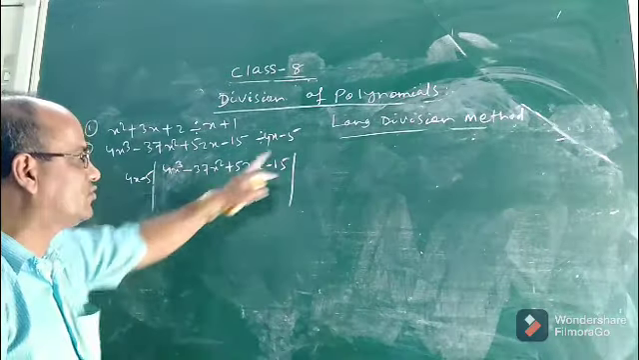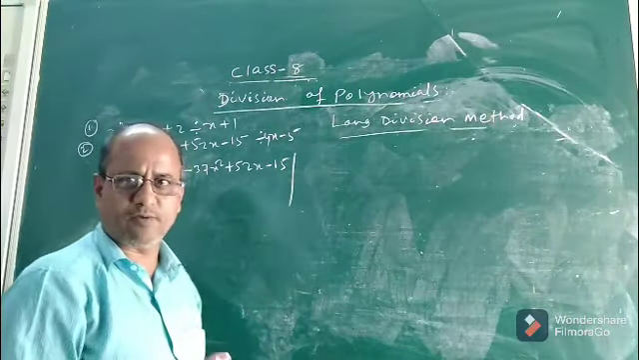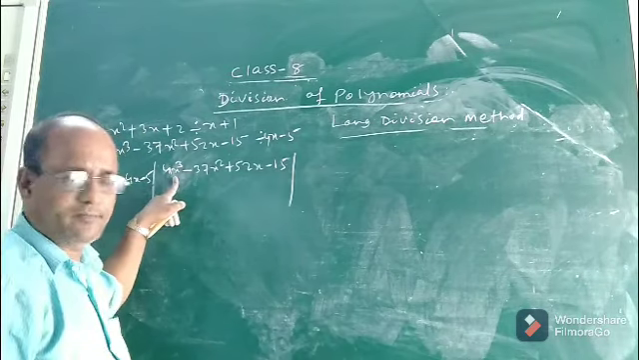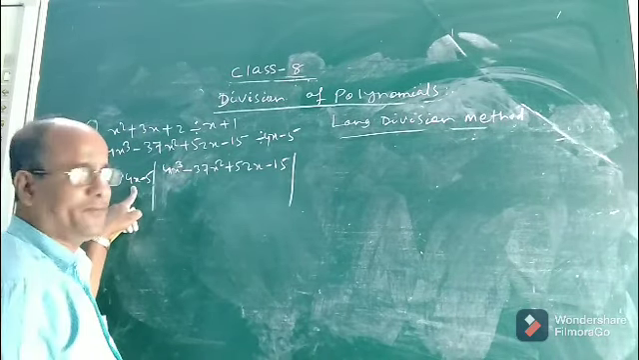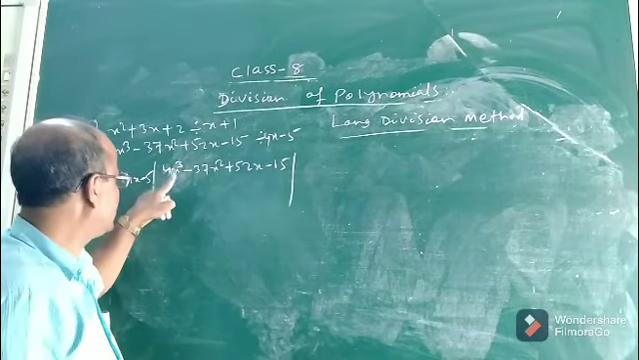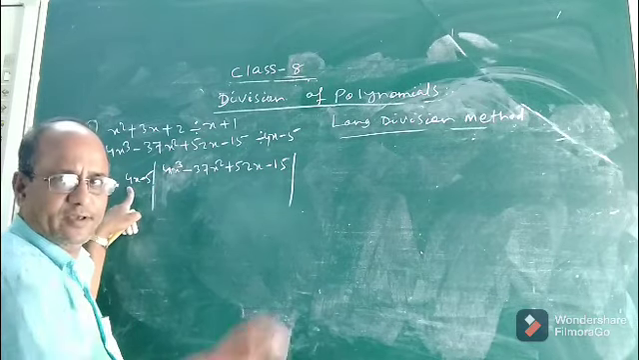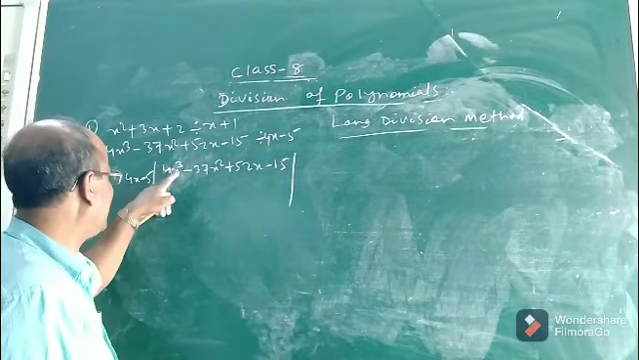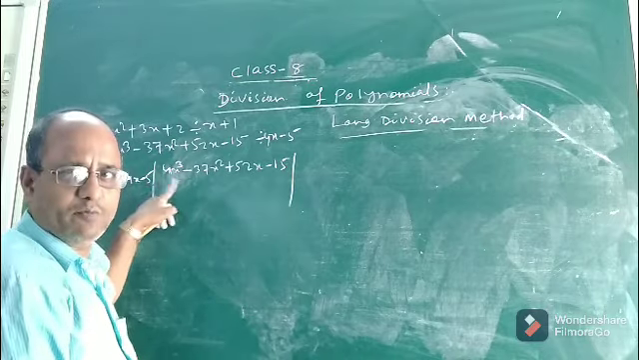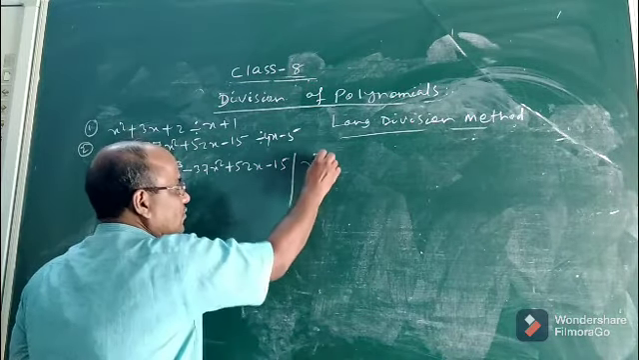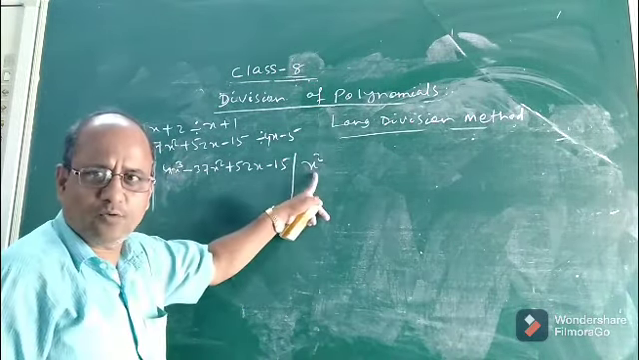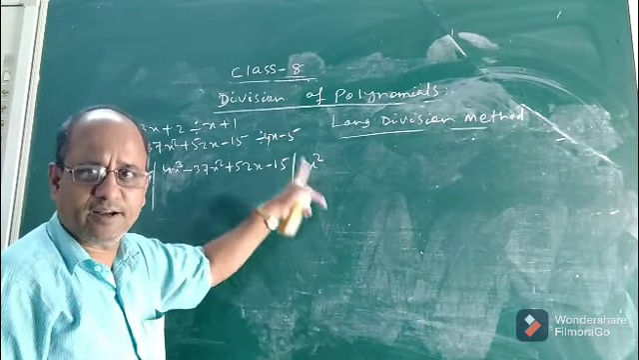So how to divide these two by the long division process? The same process we will follow. See, what is the first term here? It is 4x cube. And what is the first term of the divisor? 4x. So divide 4x cube by 4x in the rough. So 4 cancels, x cube by x gives you x square. That means x square will be the first term of the quotient. Okay.